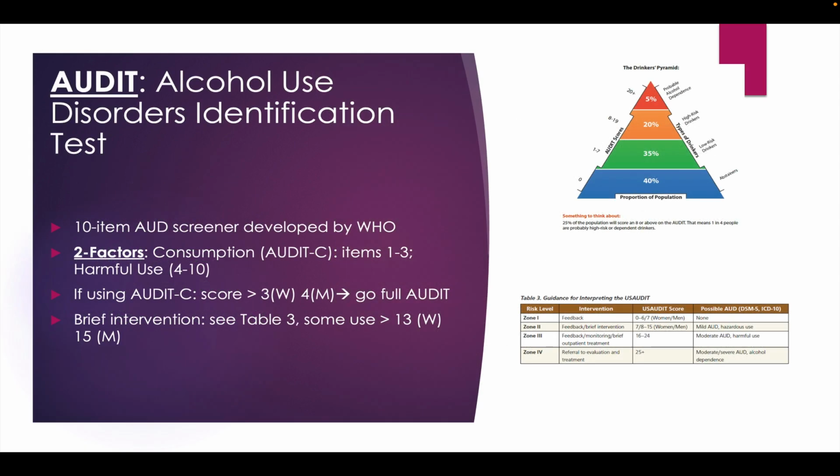This is another familiar one, the AUDIT, which is the Alcohol Use Disorders Identification Test. It is a 10-item screener developed by WHO, which focused on 2 factors: consumption, AUDIT-C, which are items 1 through 3, and harmful use, which are items 4 through 10. If you're using the AUDIT-C score, then a 3 for women and a 4 for men, then you would go to the full AUDIT. It also focuses on brief intervention, as you can see in Table 3. So anybody scoring above 13 for a woman and 15 for a man would give you an insight into what severity level they have on their alcohol use disorder.